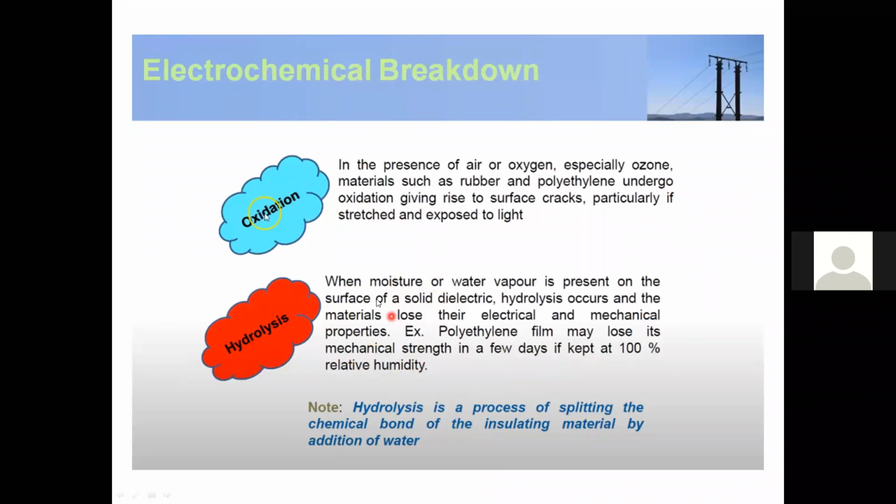Okay, this is the concept. Oxidation is when a solid type dielectric material is subjected to oxygen or ozone. It reacts with oxygen or ozone. And hydrolysis is with moisture or water vapor. Hydrolysis is a process of splitting the chemical bond of the insulating material by addition of water. That is called oxidation and hydrolysis.